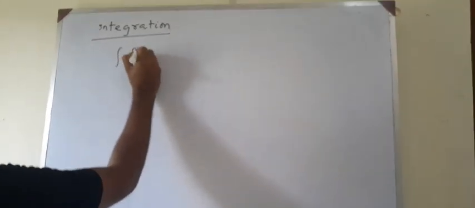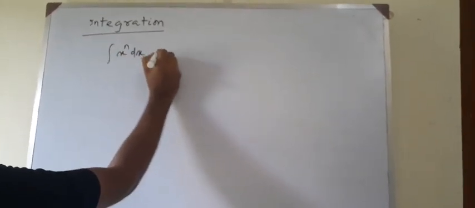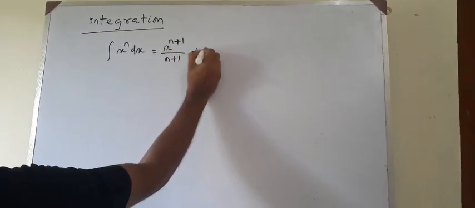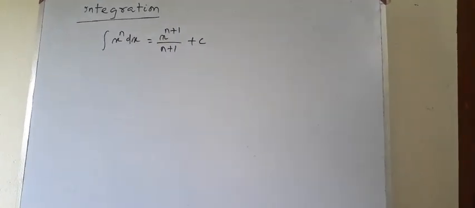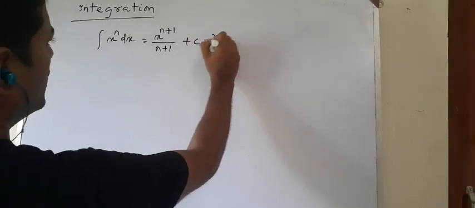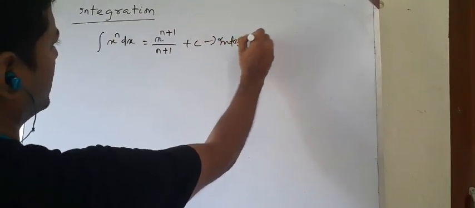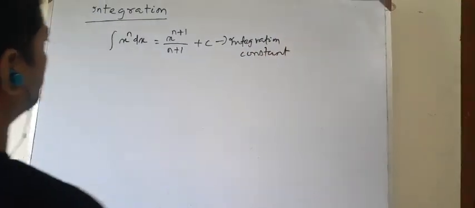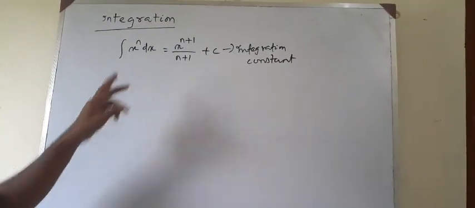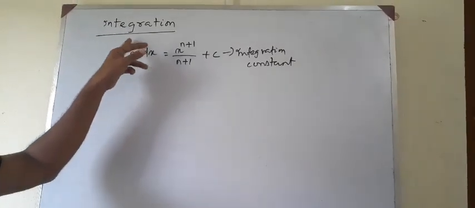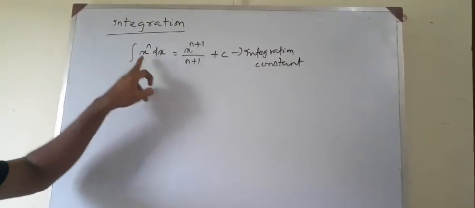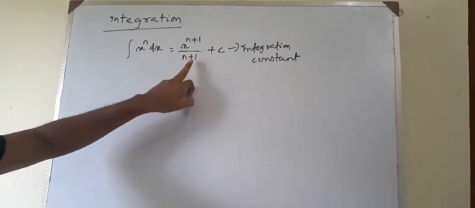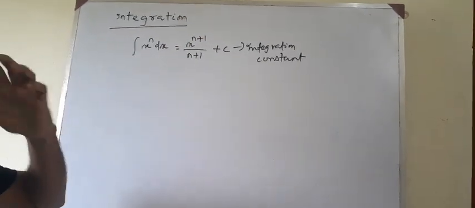So the integration of x to the power n dx will be x to the power n plus 1 by n plus 1, plus c. This is an indefinite integration, so c is called the integration constant. But basically I'll be dealing with some definite integration. Definite integration means there will be a lower limit and an upper limit. Here no limits are there. So the integral of x to the power n dx equals x to the power n plus 1 by n plus 1.